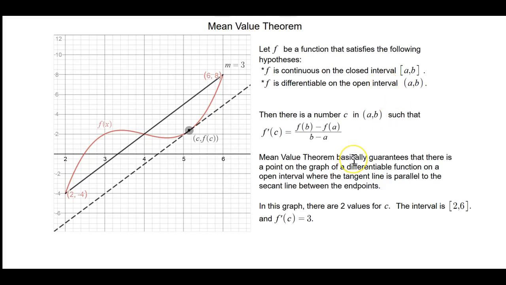That brings us to the mean value theorem. And the mean value theorem has a similar hypothesis to Rolle's, except that the function's not equal at the endpoints anymore. So we have the same continuity and the same differentiability hypotheses.